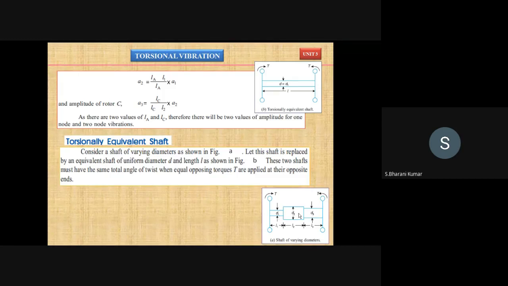So there's a change in diameter of a shaft. For this, you first want to convert it into a torsionally equivalent shaft. You want to convert this shaft into this one. That is called a torsionally equivalent shaft. It will be given in the theory part here.